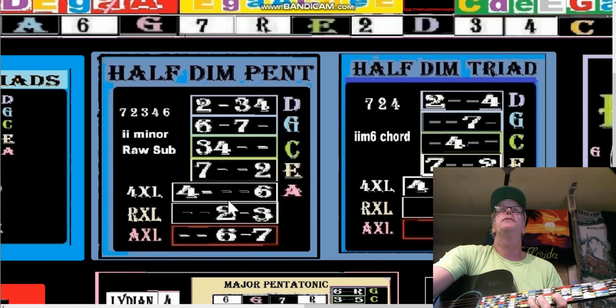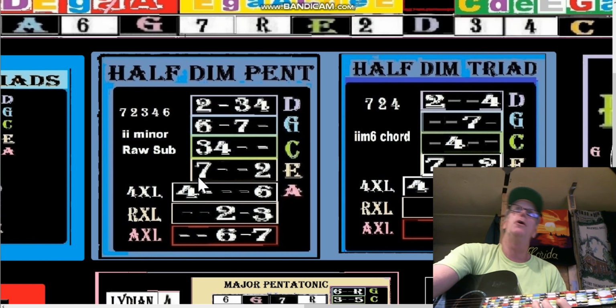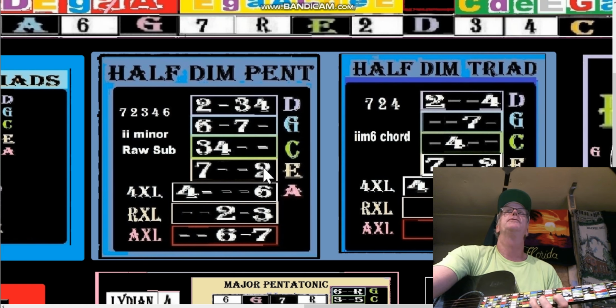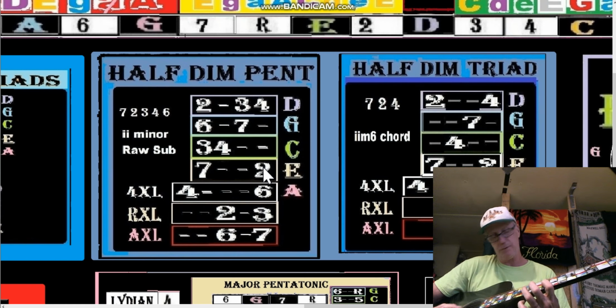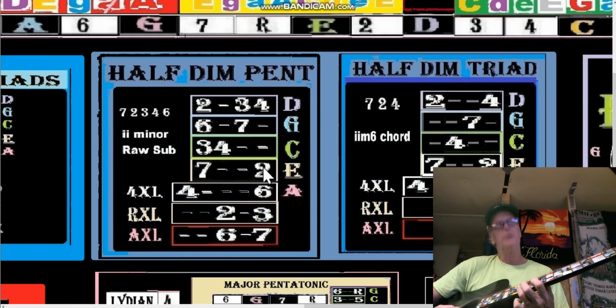So this is 5-6 here. You don't see the 5, but there's a 5 there. 5, 6, and over for the 7 root 2. So it's 7-2. Now we're going to warp up 3-4, and then to the 6-7 again. So it's, once again, 6, 7, 2, 3, 4.